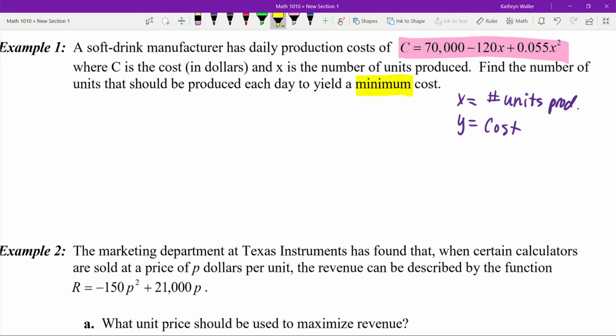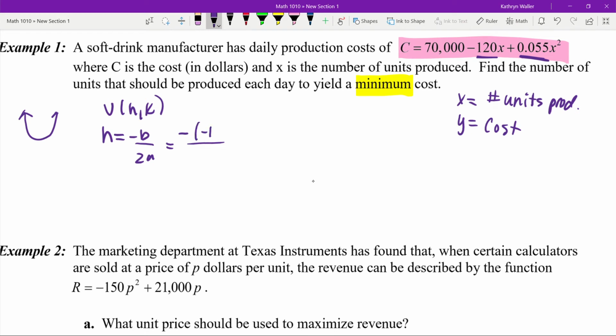Yes. The reason it says minimum is this. Everybody look right here. Here's my graph. This is a parabola that opens up. The vertex is a minimum, okay? So I know I'm going to do this. Guys, write this. My vertex is (H, K). H is negative B over 2A. Now, don't get confused. The A is with the X squared, so it's out of order. The B is with the X, so it's right there. So I'm going to go negative B. I want you to go negative 120 over 2 times A, which is 0.055.